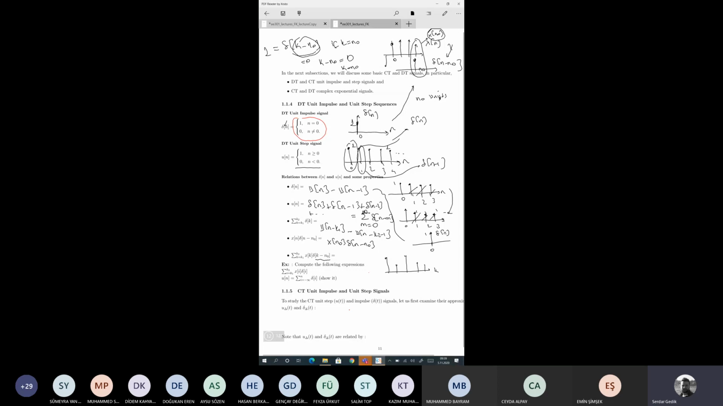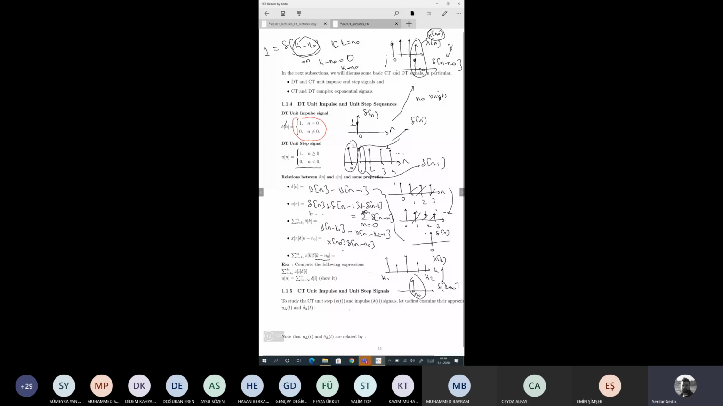So let's say this is from k1 to k2, and now I have this. This is x of k, and this is impulse of k minus n0. So what is it? It is simply at n0, right? If you multiply those two, the result is non-zero if this n0 is in the interval k1 to k2, right? If n0 is outside this interval, when I multiply those two signals, the result is simply 0.